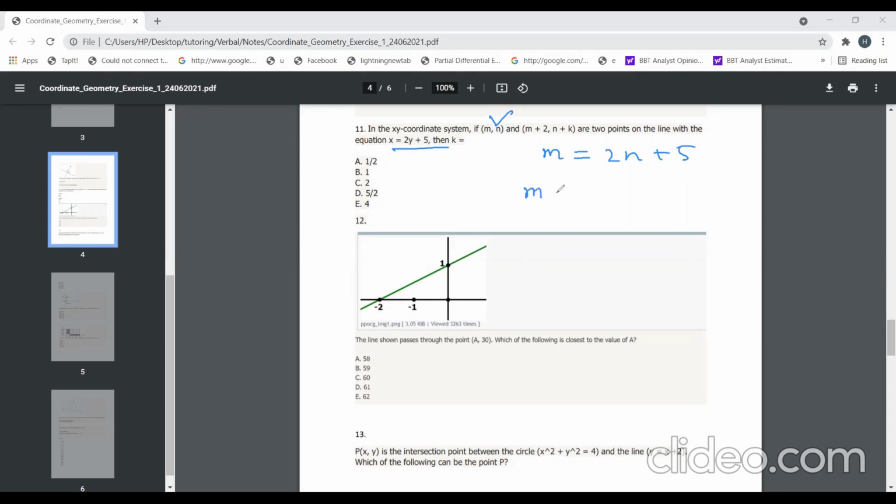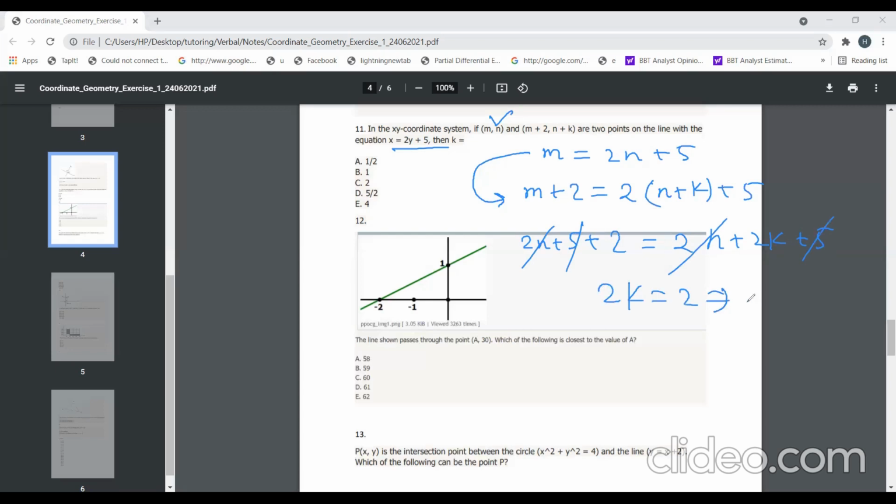Let's try substituting the coordinates of the second point. So m + 2 = 2(n + k) + 5. Now we can substitute the value of m from the first equation, so 2n + 5 + 2 = 2n + 2k + 5, right? 2n and 2n cancel out, and 5 and 5 we can subtract. What we are left with is 2k = 2, which means k = 1. That should be the answer.